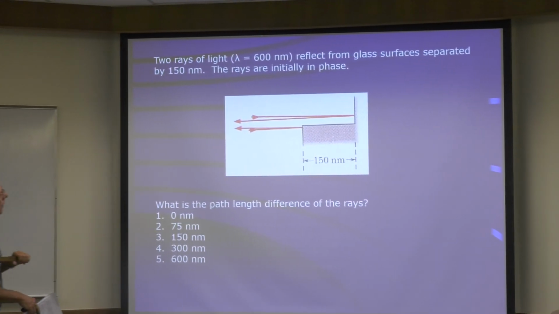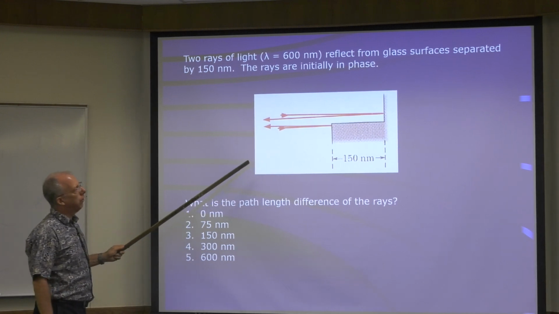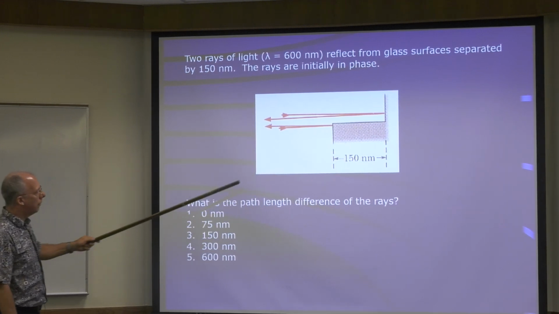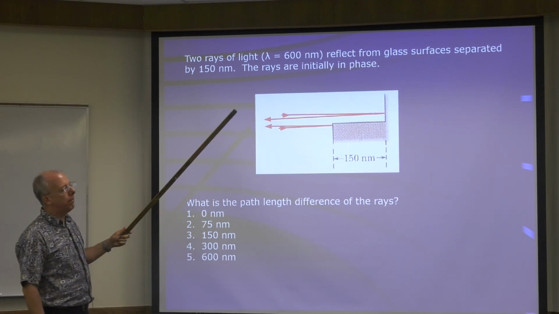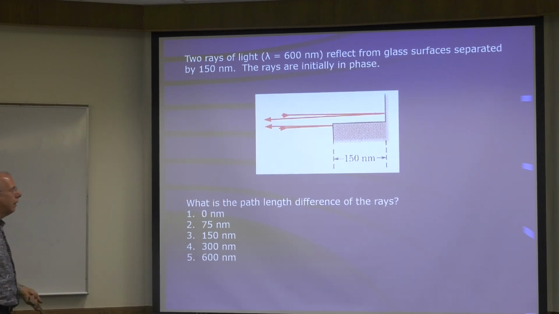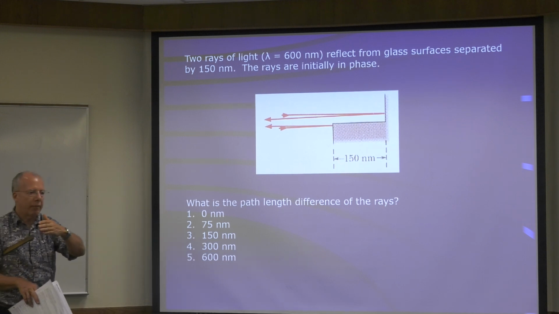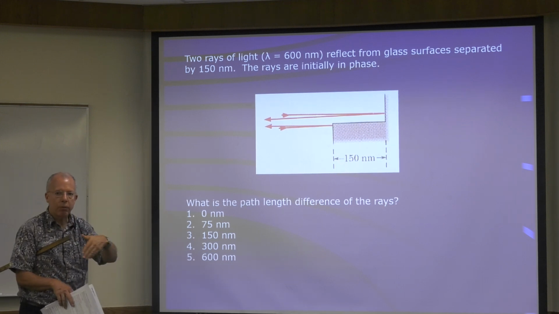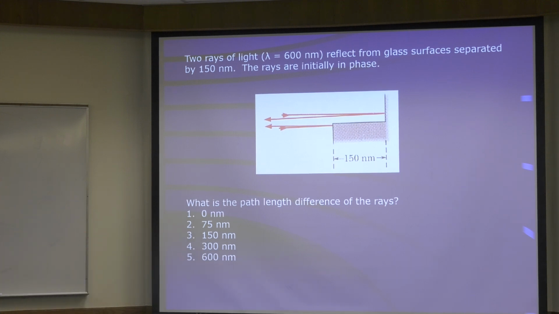Two rays of light with wavelengths of 600 nanometers reflect from glass surfaces separated by 150 nanometers. The rays initially are in phase. What is the path length difference? In other words, one travels a certain amount, the other one travels a certain amount. What's the difference? How far do they travel? Pause your video and figure it out, please.